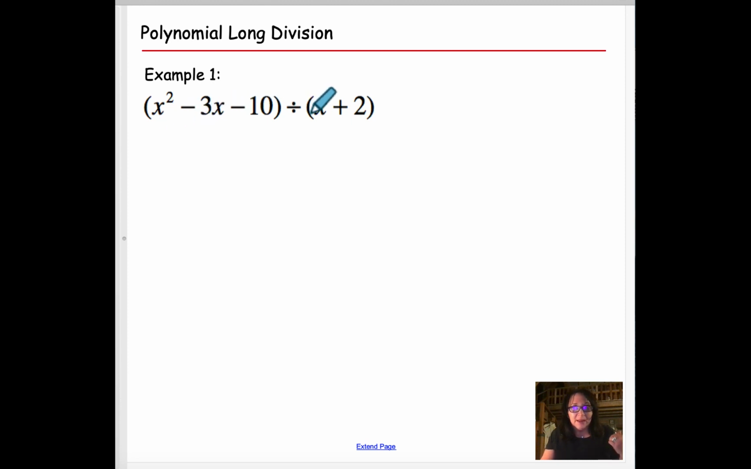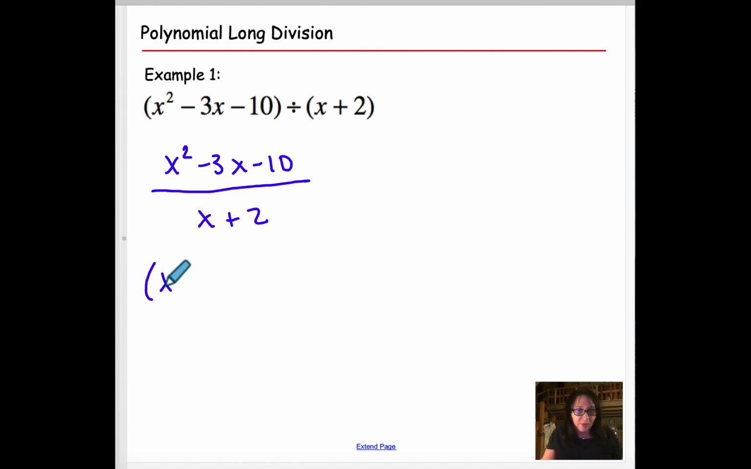So in the last lesson, we had something like this, where we saw x squared minus 3x minus 10 all over x plus 2. And we tried to factor. Remember that? Where we said, okay, well, this might factor. Maybe we use the discriminant test. And we have x plus 2.